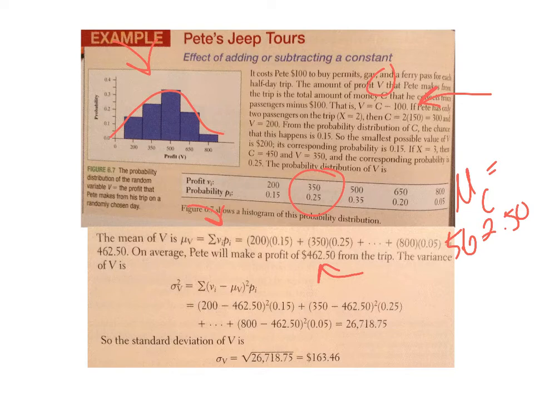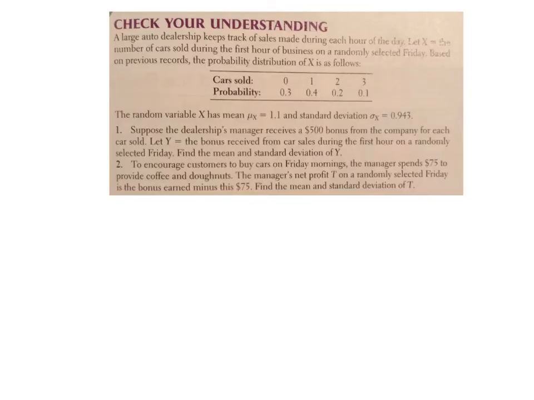Our variance here, you'll notice we go straight to variance, is calculated the same way again: every data point minus the mean, squared, times the probability that that data point will happen. Our variance here is $26,718.75. When I take the square root of that to get the standard deviation, I get $163.46. And if you remember from our previous example of the money that was collected, our standard deviation was the same: $163.46.